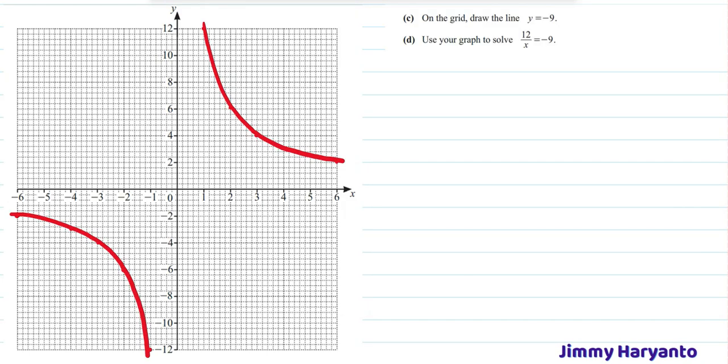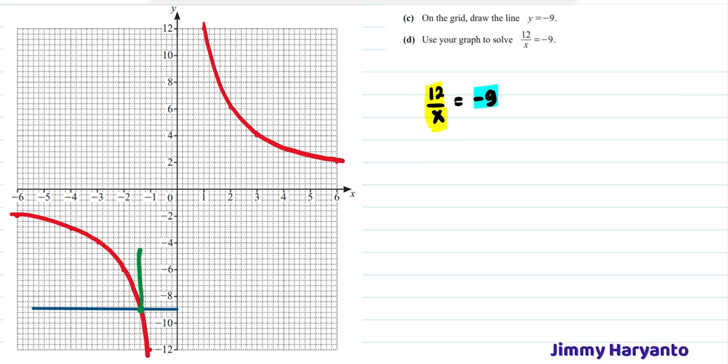And then C, on the grid, draw the line y equals to negative 9. Negative 9 is right here. So this is the line of y equals to negative 9. And then use your graph to solve. To solve means you have to take a look at the equation first. This part already drawn, that's the red curve. And then this part also already drawn, which is the blue line. To solve the equation, you only have to find the intersection. The intersection between the red and the blue is this one.